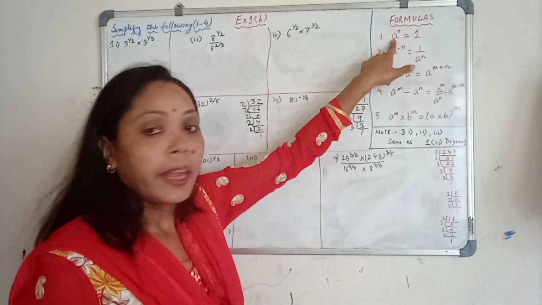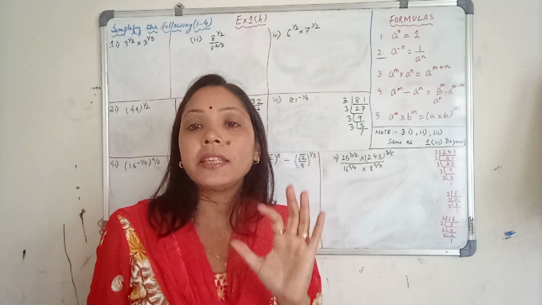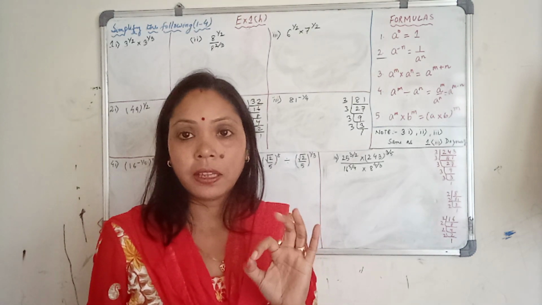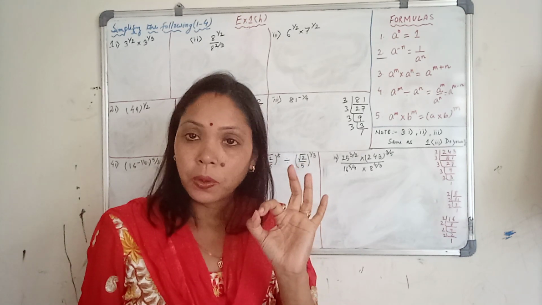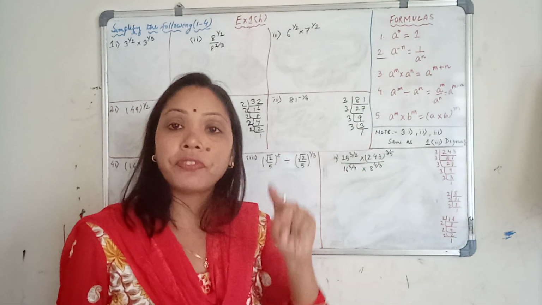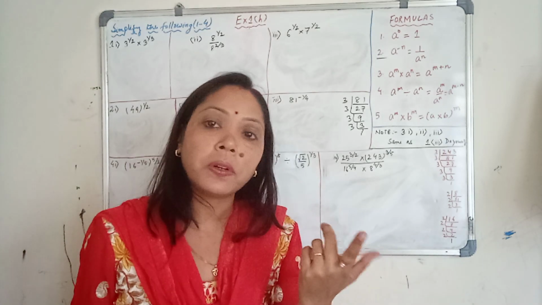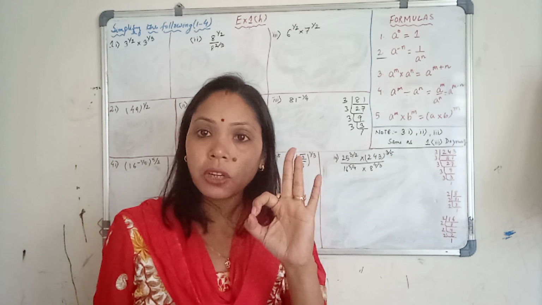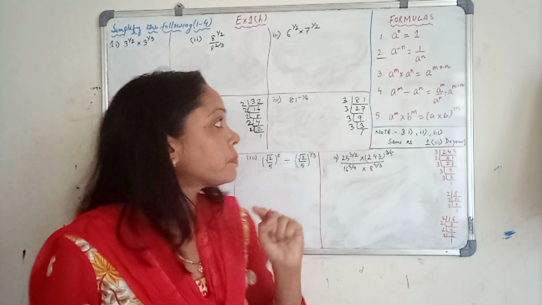Number one is power 0. If any number has power 0, exponent, power and exponent, same thing, then that value is considered as 1. Like 5 power 0 is equal to 1. 2 power 0, again it will be 1. So any number having 0 power is equal to 1.